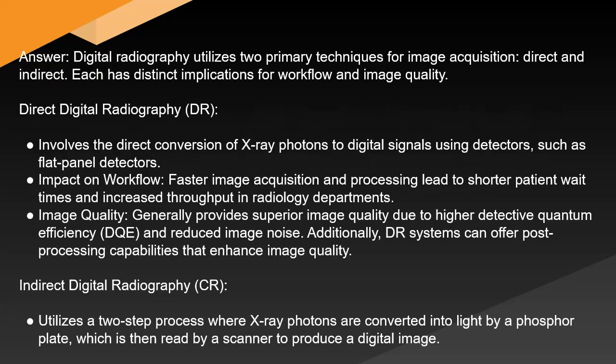In digital radiography, how do the concepts of direct and indirect image acquisition impact the overall workflow and image quality? Answer. Digital radiography utilizes two primary techniques for image acquisition, direct and indirect. Each has distinct implications for workflow and image quality. Direct digital radiography involves the direct conversion of X-ray photons to digital signals using detectors such as flat panel detectors.